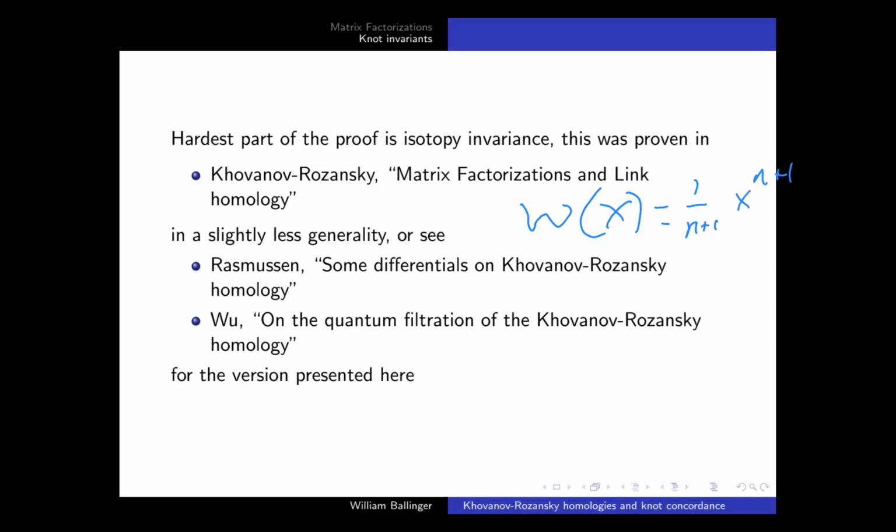But this is the case where you actually have a grading, and what they really wanted to look at was the E2 page of the spectral sequence associated with that filtration. And then you get a doubly graded homology theory that is what they were defining here. And then later on, Rasmussen and Wu both considered the more general version with general potential and set up the story as I've presented it here.